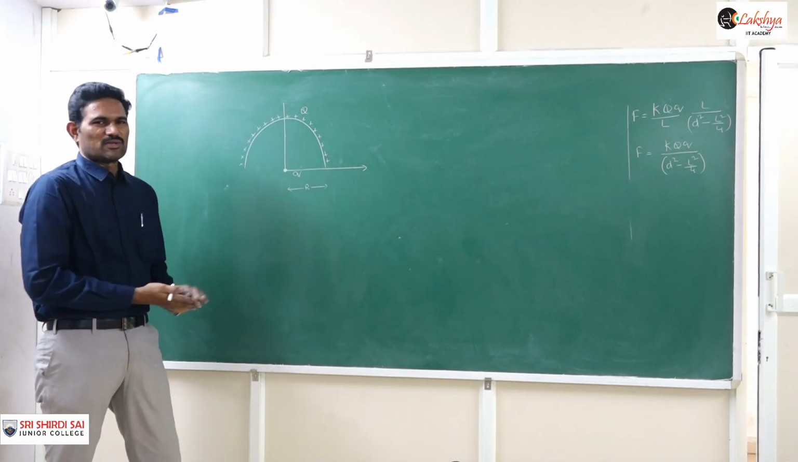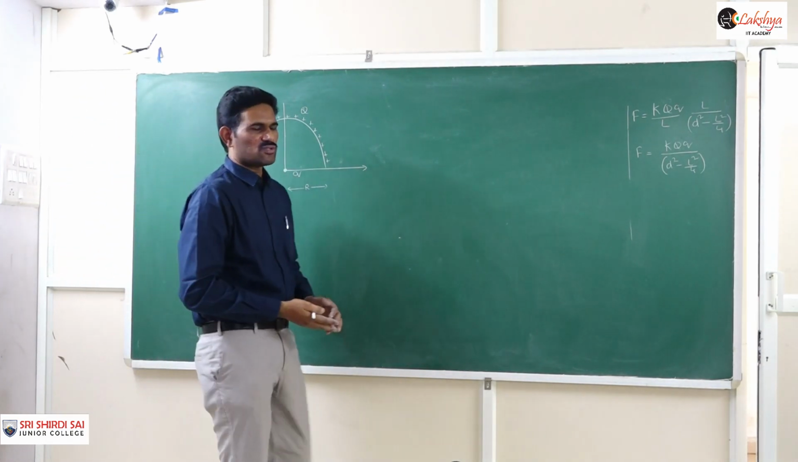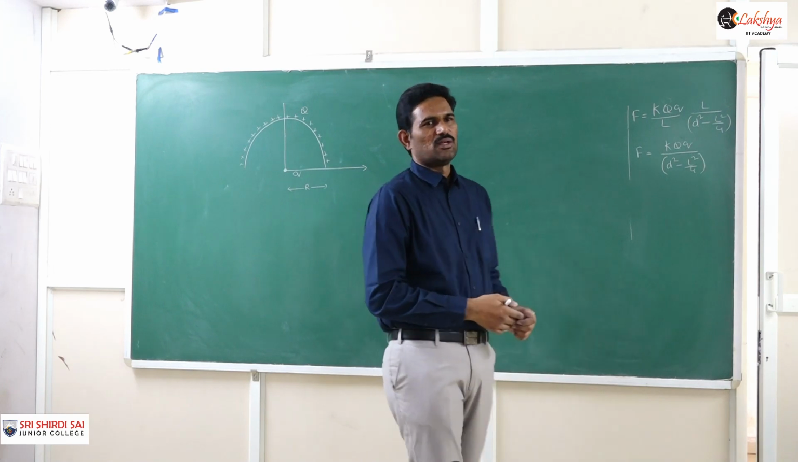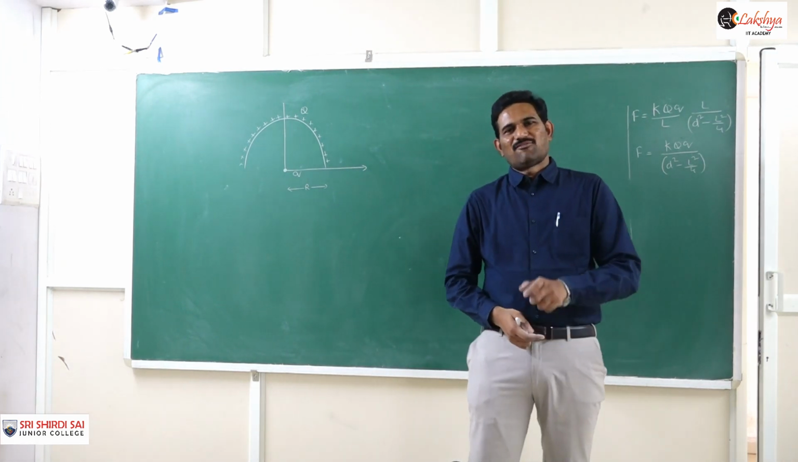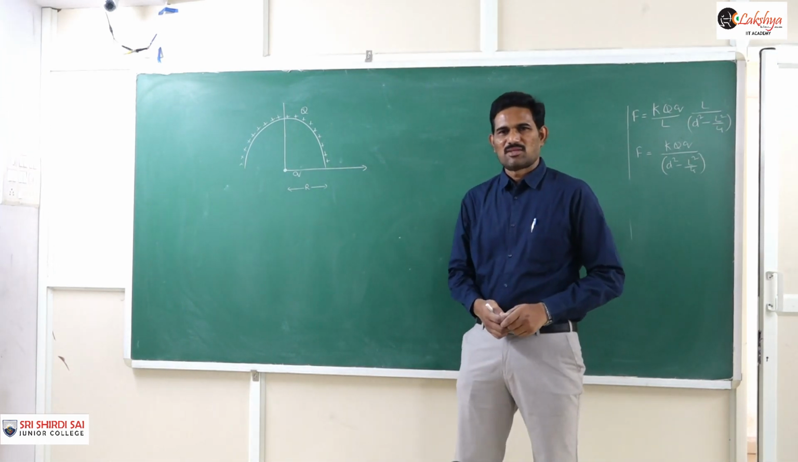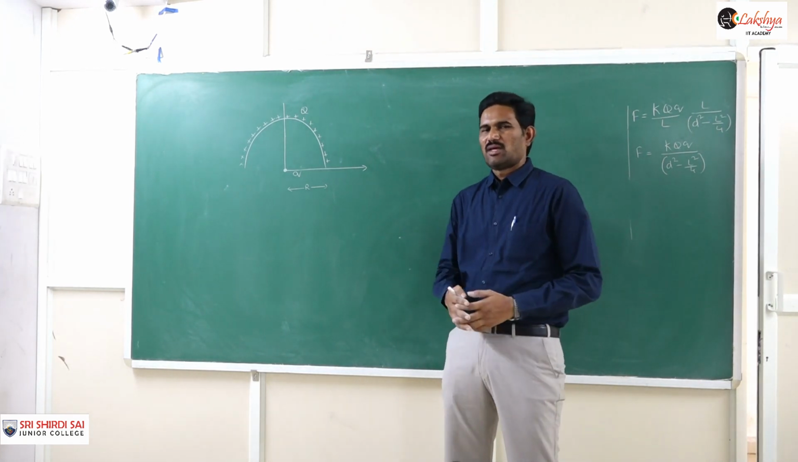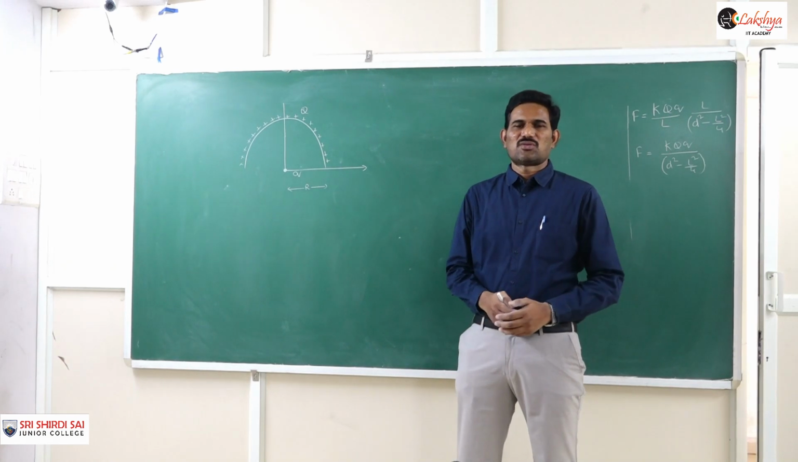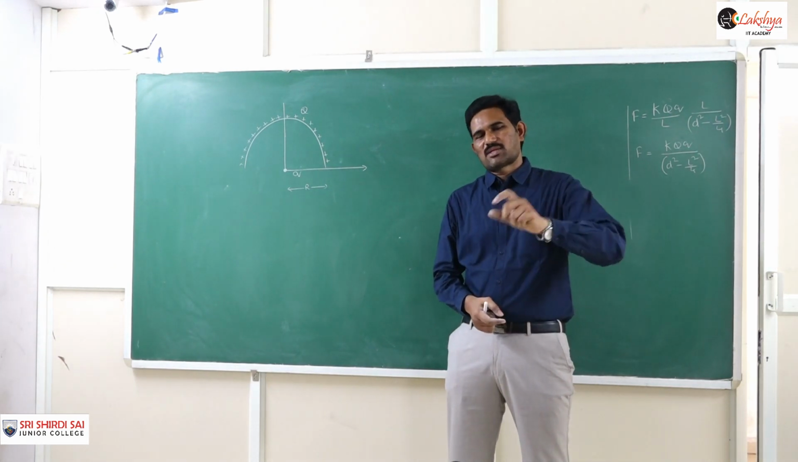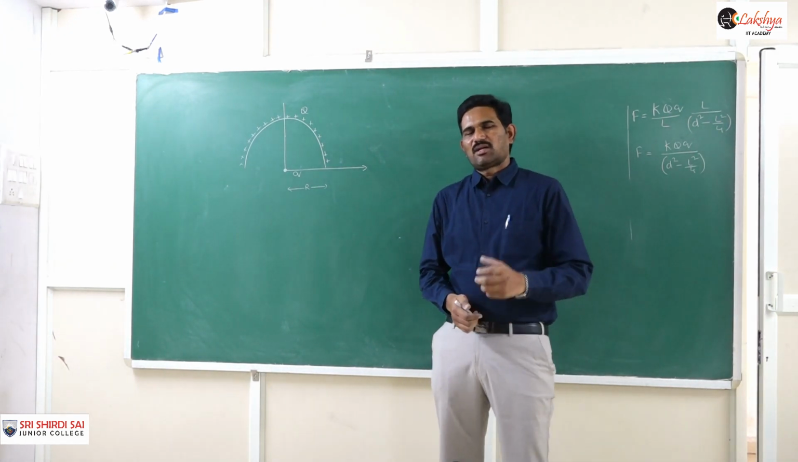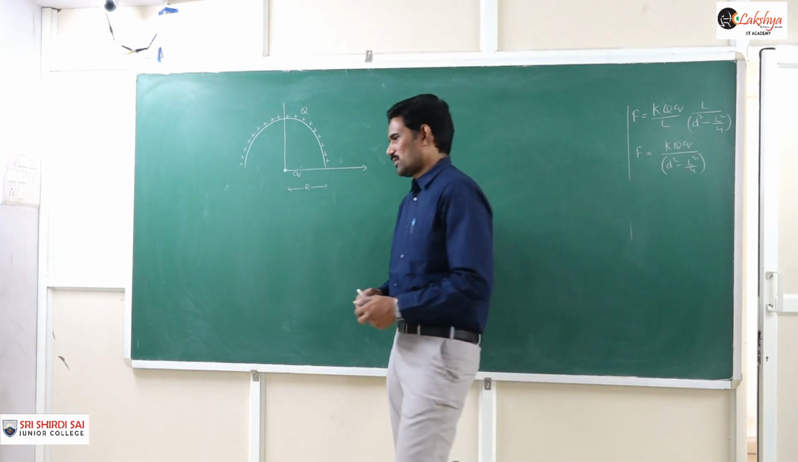So similar to our previous problem, for any continuous distributed problems, the procedure is first we need to take a small element and define the charge on the element first, that means the dq value. And after defining the charge on that element, we can apply Coulomb's law between those two elements, and then just integrate by taking the proper limits.